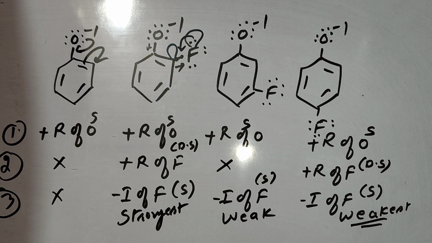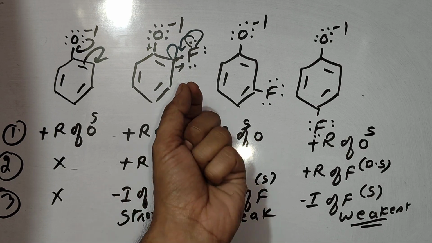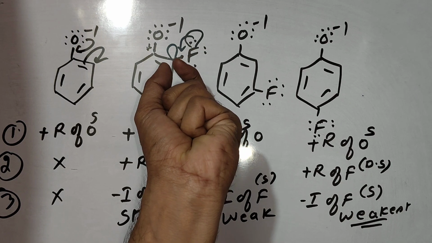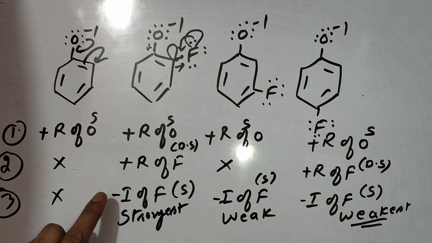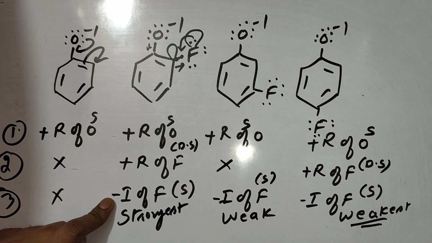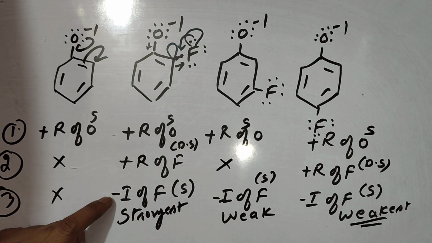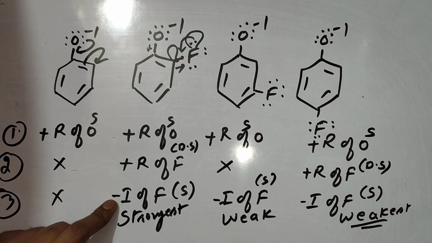So they can show this plus R effect very easily. No problem. But note down one point. Fluorine is the most electronegative atom, the highest electronegativity. Highest electronegativity means very high power to attract electrons, like this, means minus I effect. So due to very high electronegativity of fluorine, still minus I effect is dominating here. Note down.